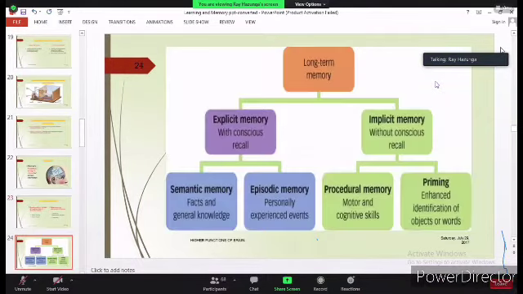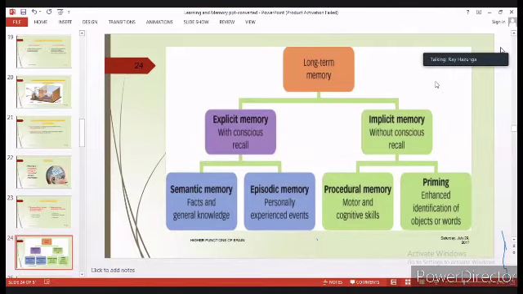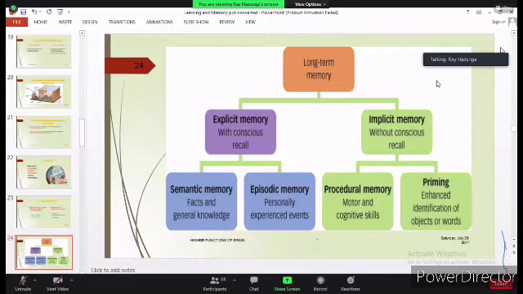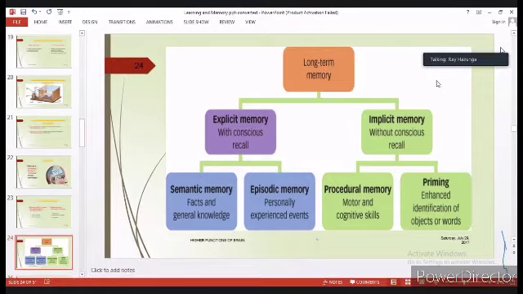Long-term memory, again, can be explicit or implicit. Explicit memory, like we said, requires you to be conscious to recall it, while implicit memory does not. The further division is semantic memory, which is memory about general facts and general knowledge. Who is the president of Bolivia? Who is the president of South Africa? Where are the Himalayas? Where is Japan on the map? Those are facts and general knowledge, part of long-term memory, and they are called semantic memory.